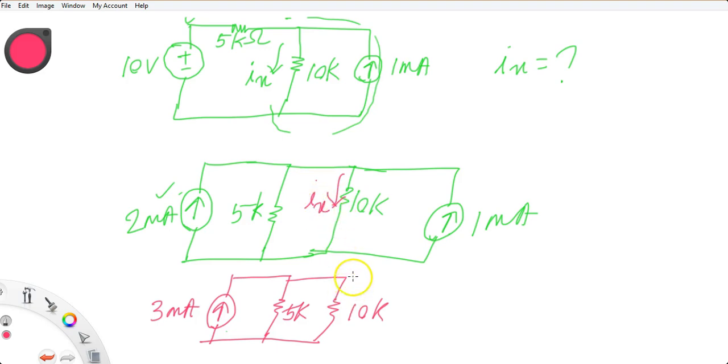You need to calculate it through the 10 kilo ohm. So Ix, due to current division, will be 5 kilo upon 5 plus 10, that is 15 kilo, into the 3 milliampere, that is 1 milliampere.